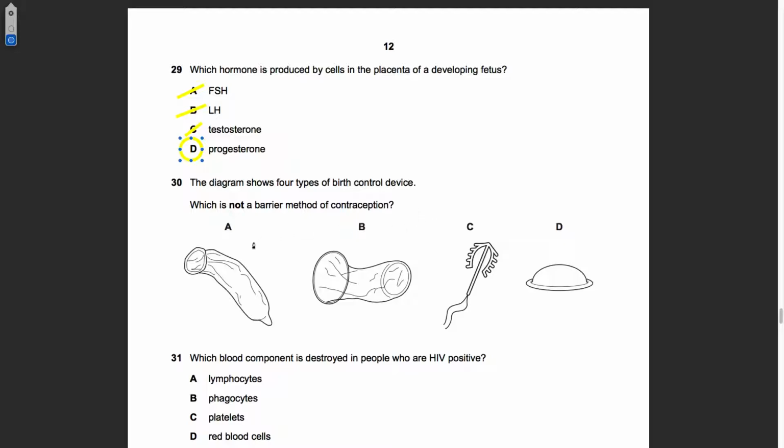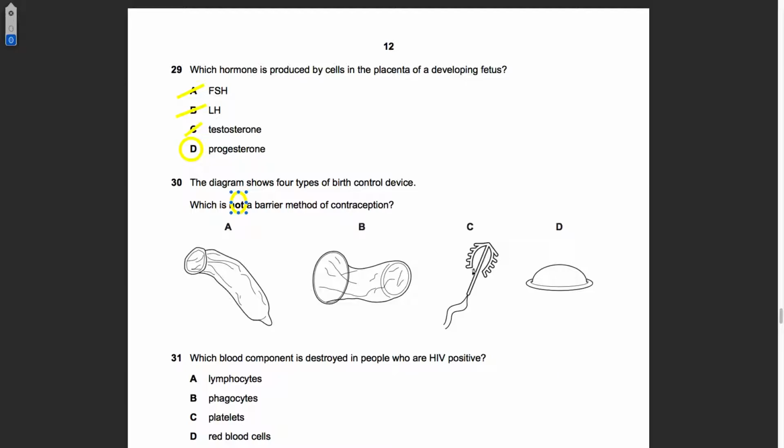Okay, this should be quite a nice question on contraception, which is not a barrier method. Right, A, male condom, definitely. So we're looking for the one that's not, by the way, so just read it carefully. B, this is the femidom, so this is also a barrier method. C, doesn't really look like any of the others, so let's come back to that in a minute. And D, this is actually the diaphragm or cap, also a type of barrier method.